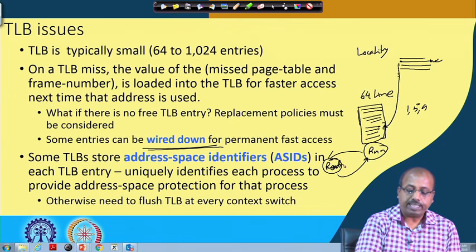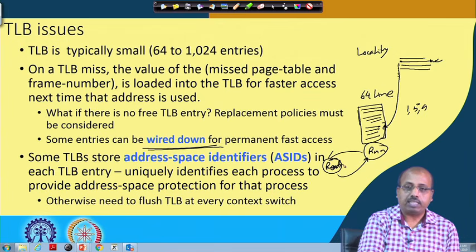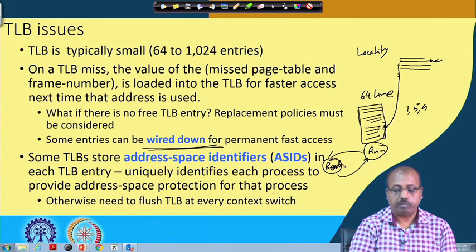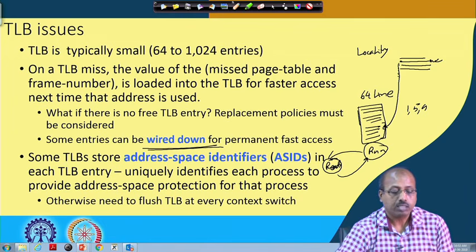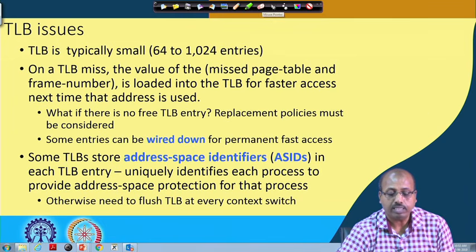With this address space identifier, some TLB entries are kept bound to some processes, so that they will not be flushed out. It will tell which process created this particular page. As a result, they will not be flushed out, otherwise they will be flushed out at every context switch.